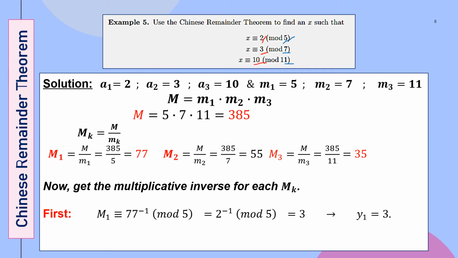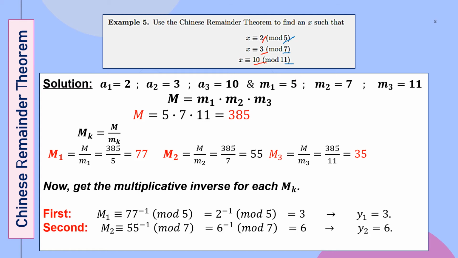First, get the multiplicative inverse of 77 modulo 5. So 77 divided by 5 has a remainder of 2, and for the inverse of 2 modulo 5, we will find a number that when multiplied by 2 and divided by 5 will have a remainder of 1. Let's have 3. 2 times 3 is 6. Divided by 5, we get a remainder of 1. Therefore, the value of y sub 1 equals 3.